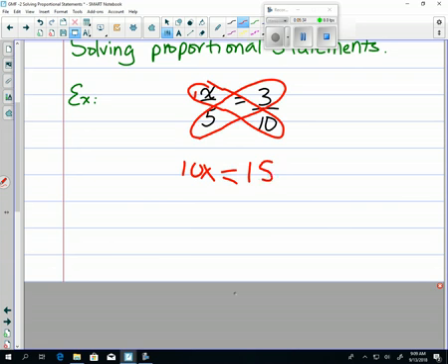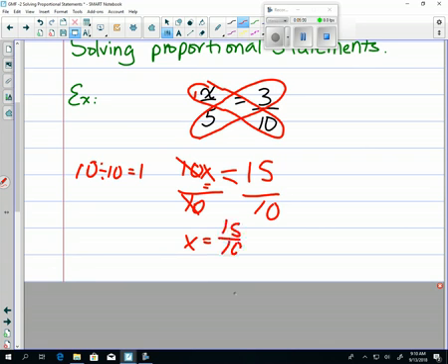Now, we just want to solve for x, so we've got to get rid of this 10. In order to get rid of it, I have to divide by 10. If I do 10 here, I have to divide over here. Whatever you do to one side, you do to the other. 10 divided by 10, it's going to equal 1. So that means we can cancel out. And then we take 15 over 10. So now we have x equal to 15 over 10.